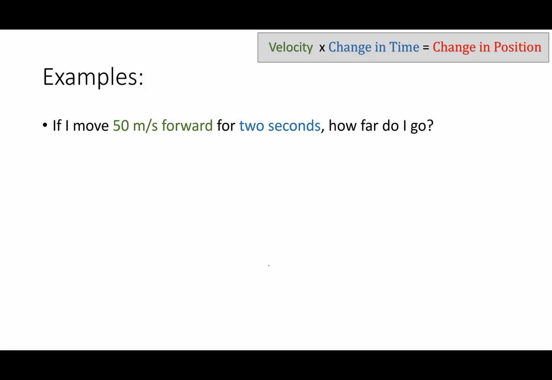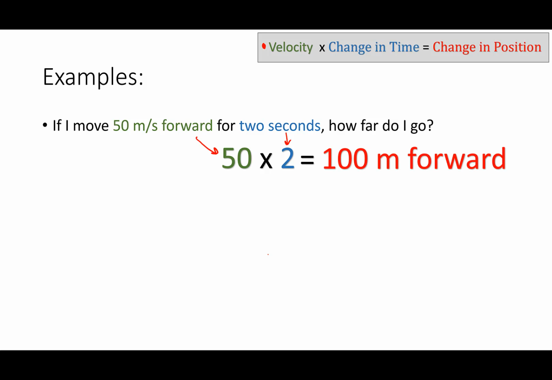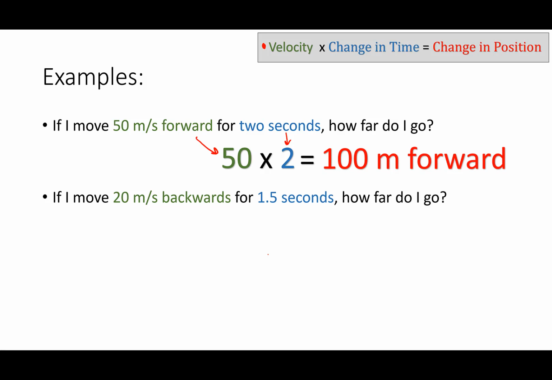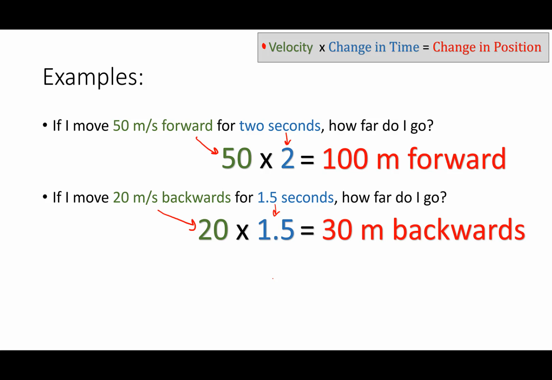So some examples. If I go 50 meters per second forward for 2 seconds, how far do I go? Use the formula, right? 50 meters per second forward is the velocity for 2 seconds. So I go 100 meters. If I go 20 meters per second backwards for 1.5 seconds, how far do I go? Well, this is the magnitude of the velocity. That is the magnitude of the time. So I go 30 meters backwards, because I'm going backwards, right?